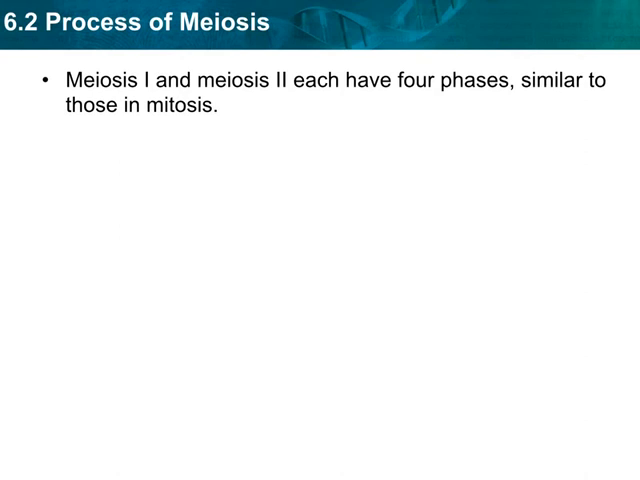Meiosis 1 and 2 each has 4 phases, similar to those in mitosis. Pairs of homologous chromosomes separate in meiosis 1. That's very different than mitosis. These homologous chromosomes come together at metaphase 1, all wrapped around each other, not lined up one after each other, but the homologous chromosomes are all wrapped up.